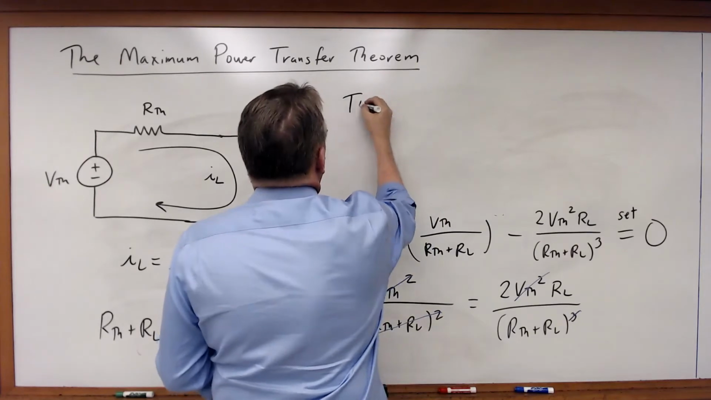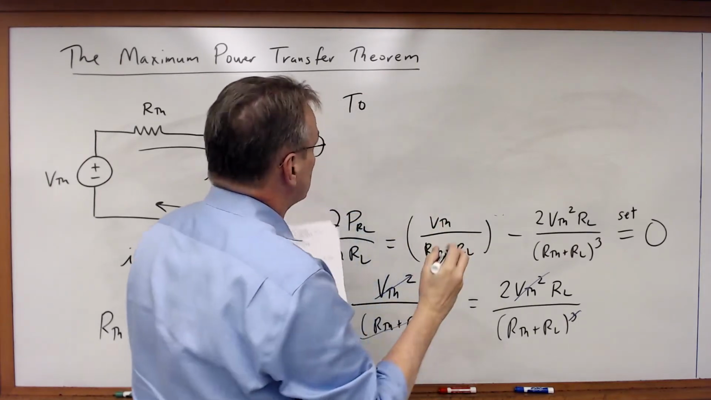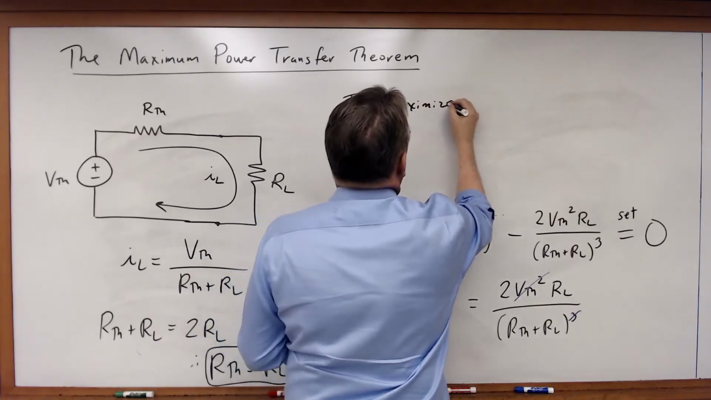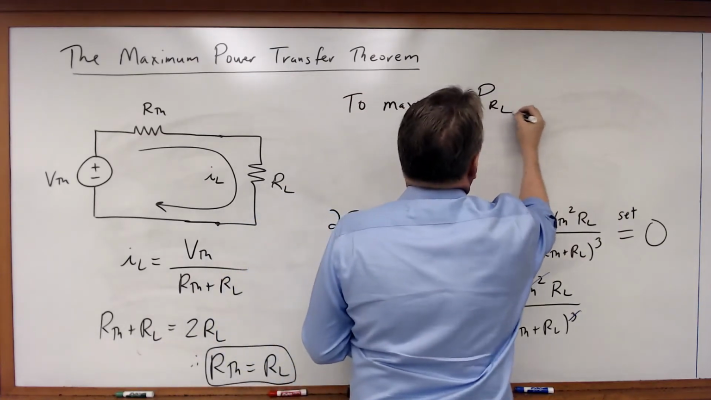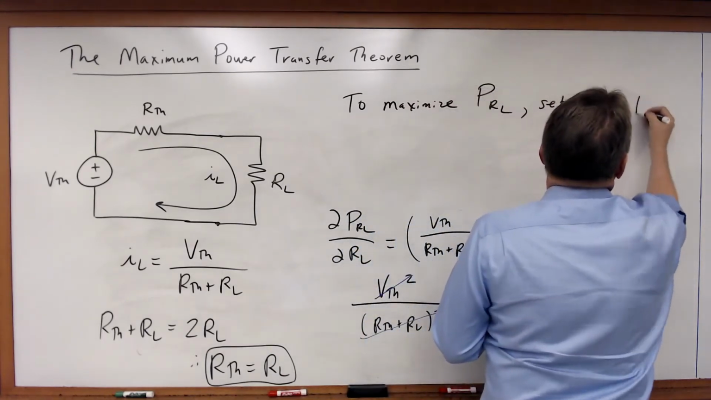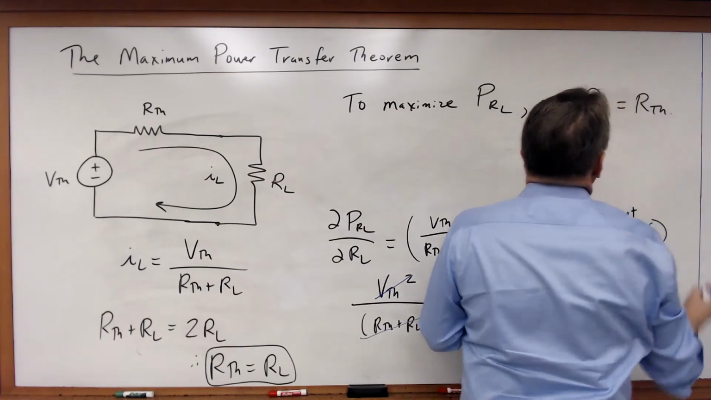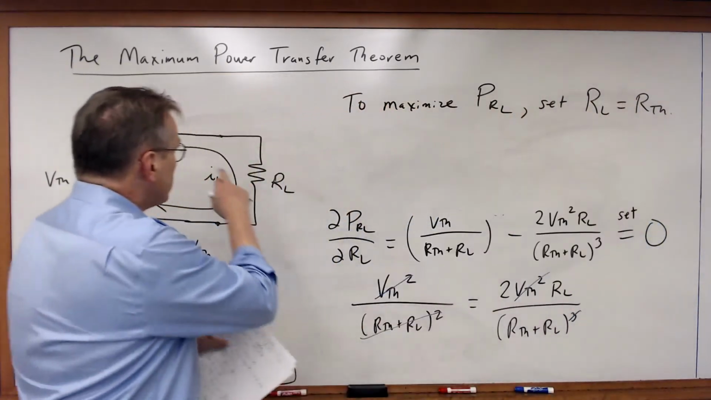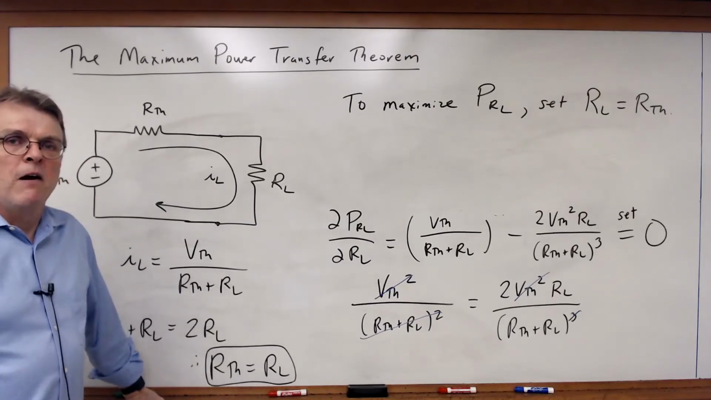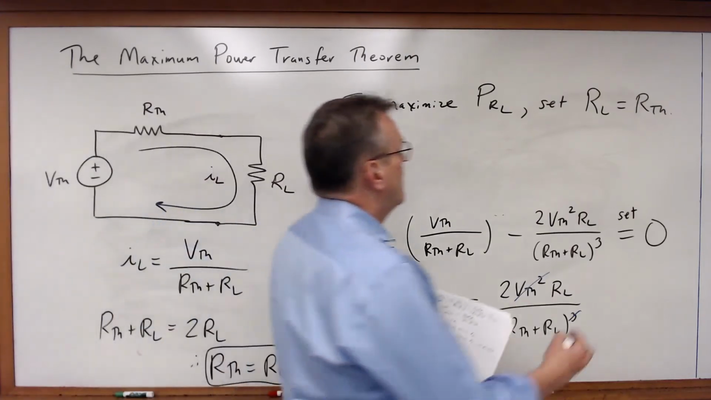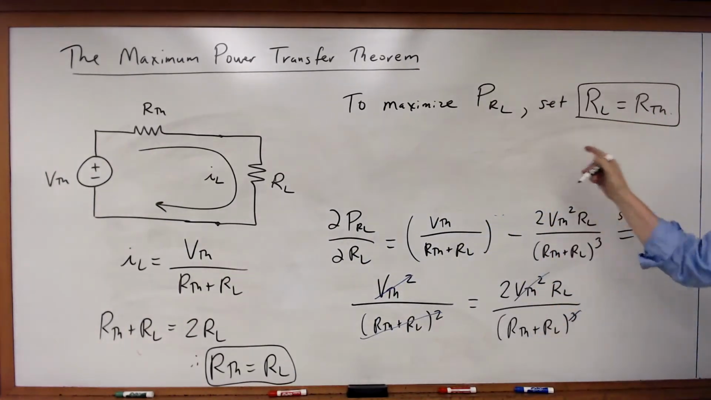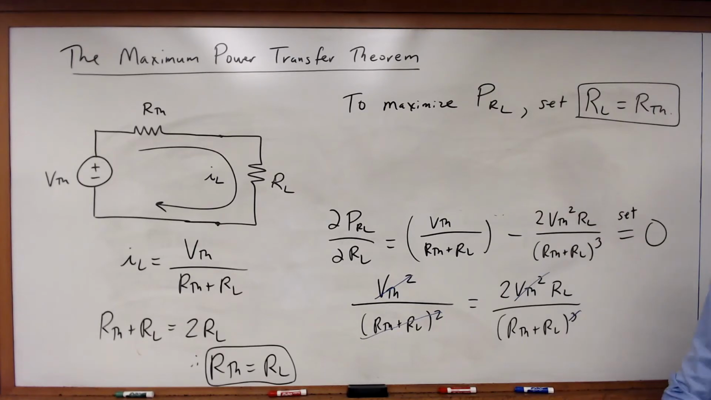The maximum power transfer theorem says to maximize PRL, set RL equal to the Thevenin equivalent resistance of the circuit you are getting the power from. RL is equal to RTH. So pretty straightforward. Let's do a simple example to apply this concept and see how it works.